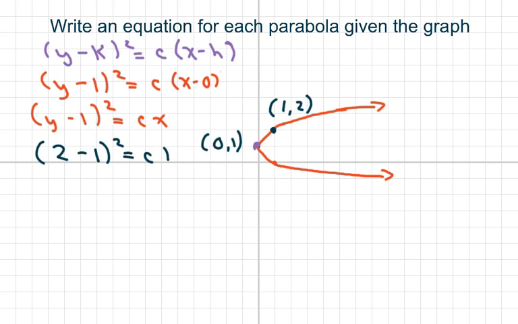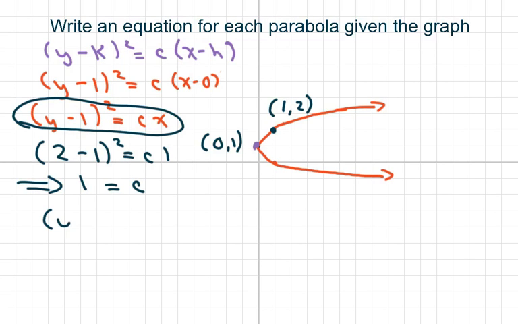So we get 1 equals c. So when I write it out, I'm going to plug it back into this equation, and I get y minus 1 squared equals, since my c is 1, equals x. Okay, the next one's going to go a little faster.